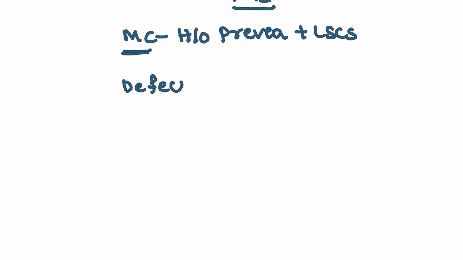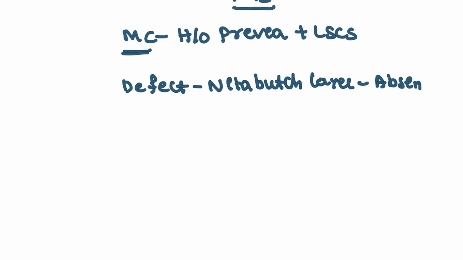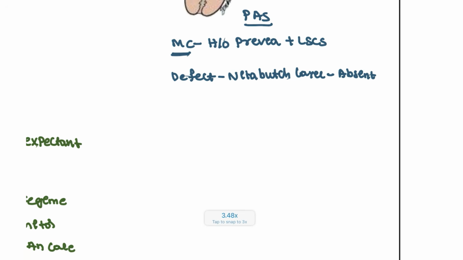So the defect is in the placenta. We have a layer known as the Nitabuch layer, but this layer is absent in this patient, so that's why the barrier is damaged and it is invading into the endometrium of the patient. And what is the treatment of choice for this patient?